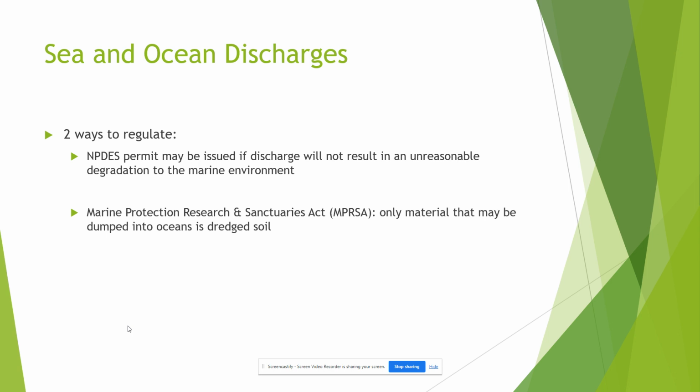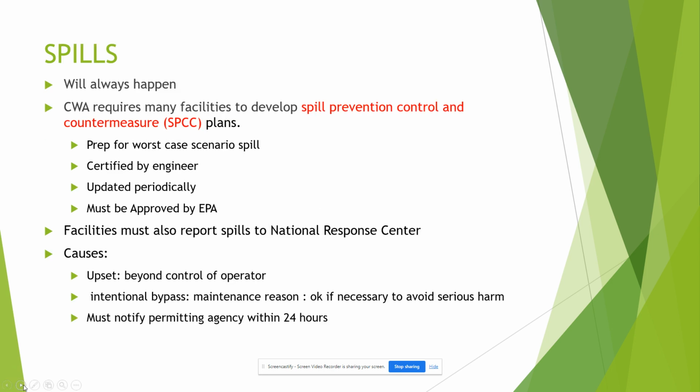Let me see where I am here. Okay. Now, the next thing I want to talk about are spills because you know what? Spills happen. And the Clean Water Act requires that facilities with these permits develop spill prevention, control, and countermeasure plans. So, God forbid something happens and there's a spill, they have to prep for it. What do you have to do? What's the cleanup situation? Who has to be notified? What can they do to fix it or limit it, or all of those things.